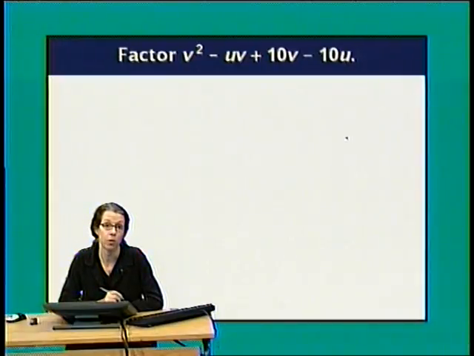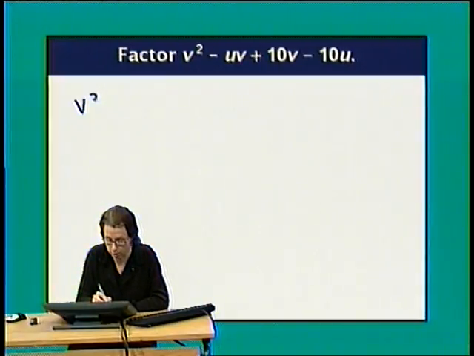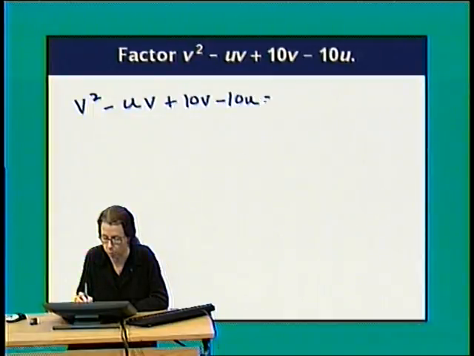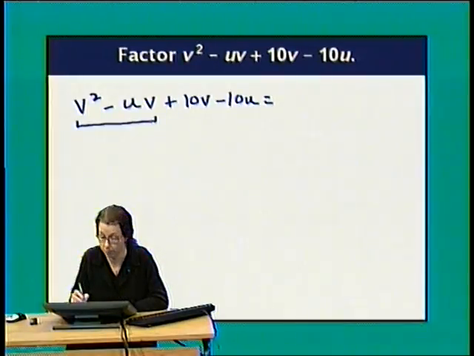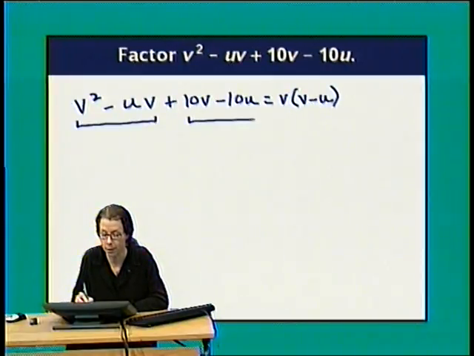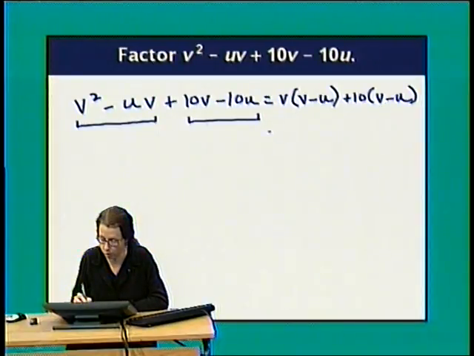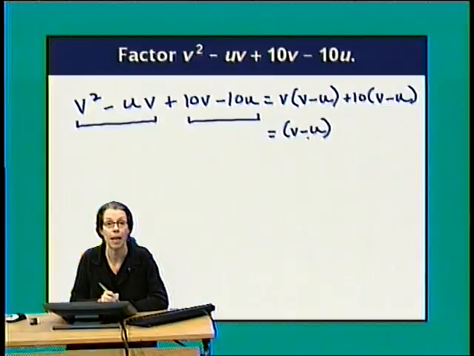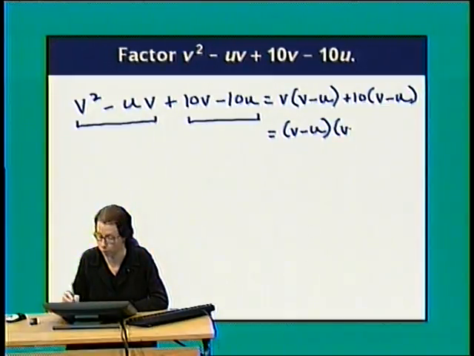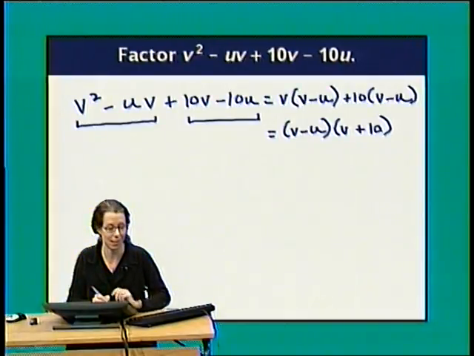Now I can use this trick in some situations where I have more than one variable. V squared minus u times v plus 10v minus 10u. Let's try to factor this by grouping. Do you see a common factor in the first two terms? I have a common factor of v. When I factor that out, I leave behind a v minus u. The second pair of terms has a common factor of 10. When I factor that out, I leave behind a v minus u. I have a common binomial factor of v minus u in both terms, and that leaves behind v, a factor of v from the first term, and a factor of 10 from the second.